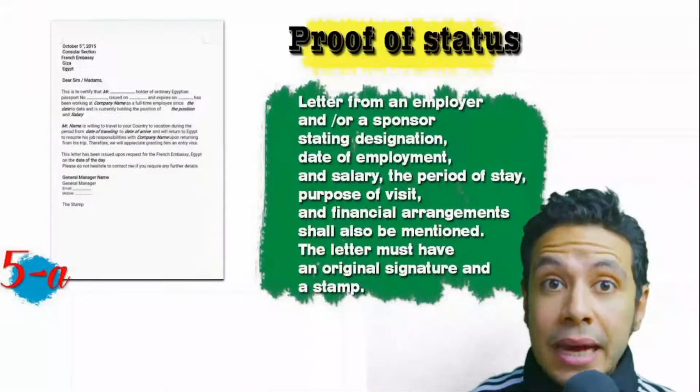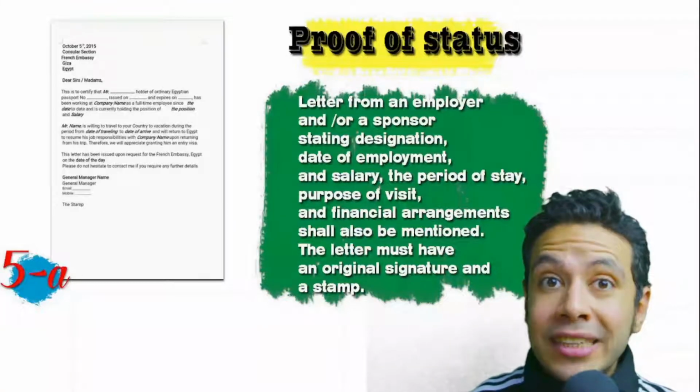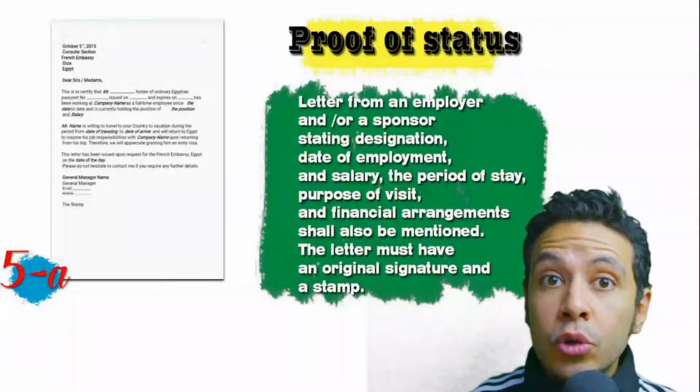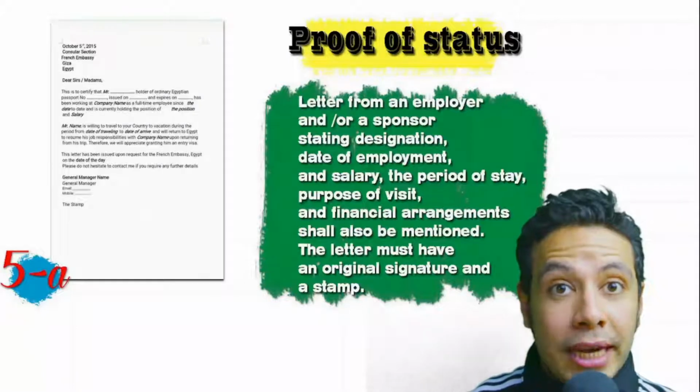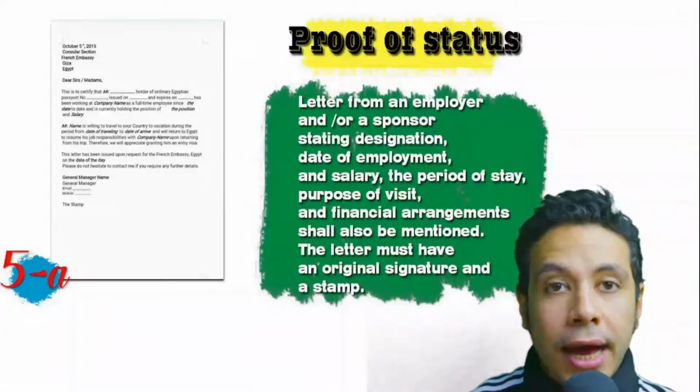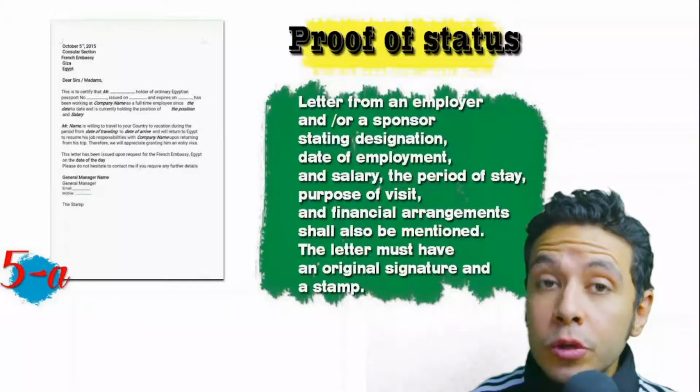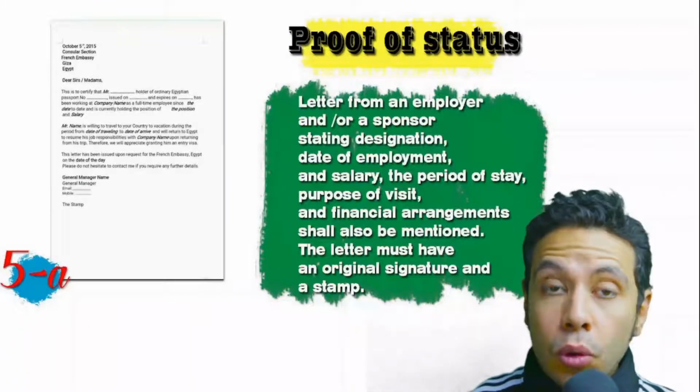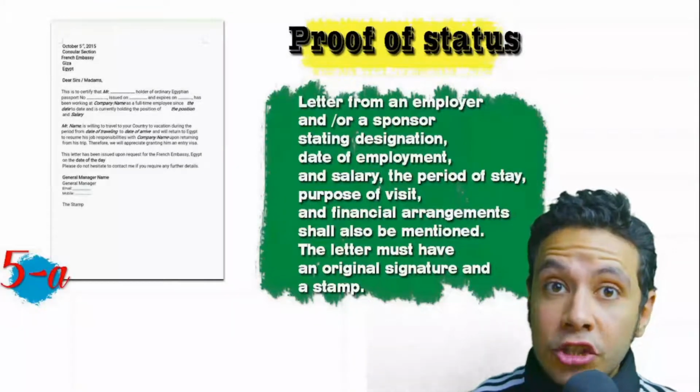In most of the visa application processes you will be required to provide a proof of status. For example, if you are an employee, you will have to provide a letter from your employer or from your HR department mentioning your name, your work details, and your salary. Both the address and contact numbers should also be mentioned in that letter, and all letters must have an original signature and a stamp.